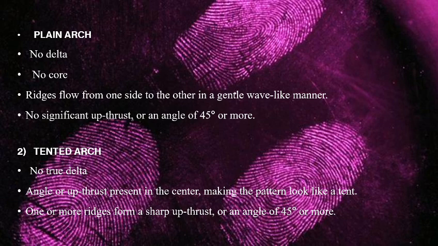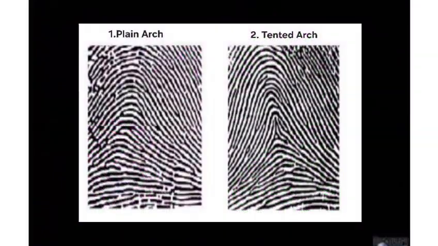In tented arc, no true delta present, angle or upthrust present in the center, making the pattern look like a tent. One or more ridges form an upthrust or an angle of 45 degrees and more. Here is the diagrammatic representation of plain arc and tented arc.